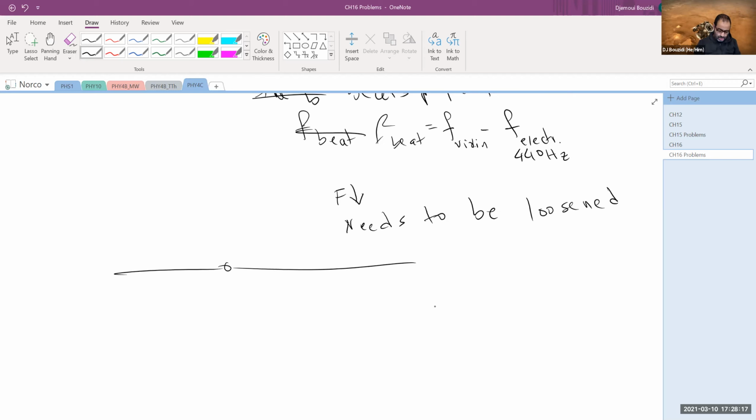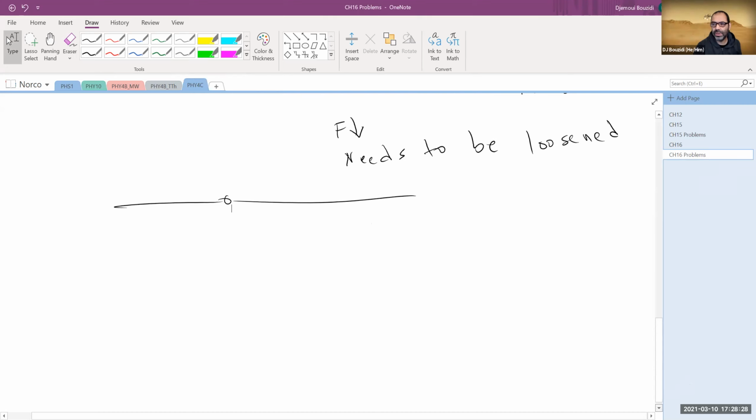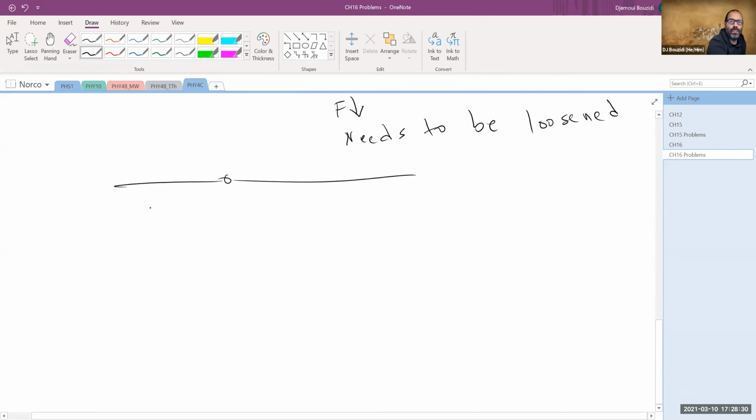Okay, this is problem 39. It's a fun problem. I like this kind of problems. So the next problem that we're going to be doing today is 43. So this is 43 now. Okay. Problem 43 says 2 trains whistle.